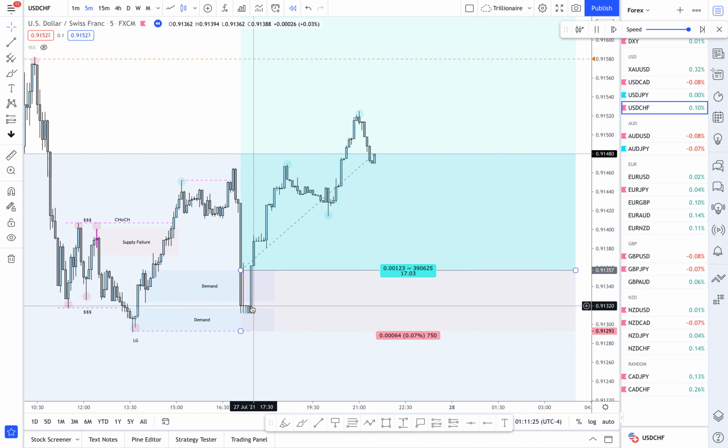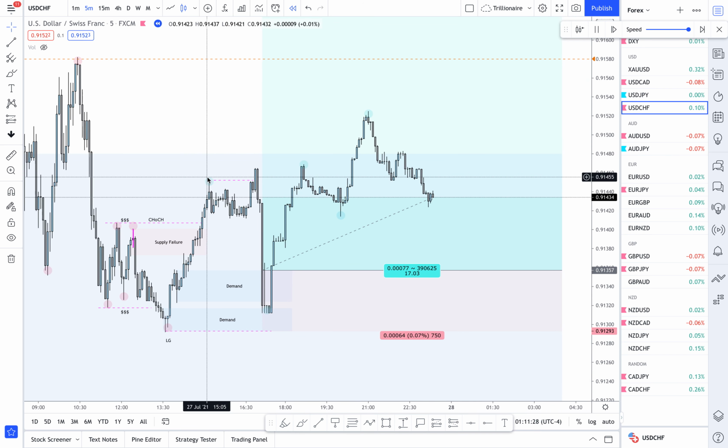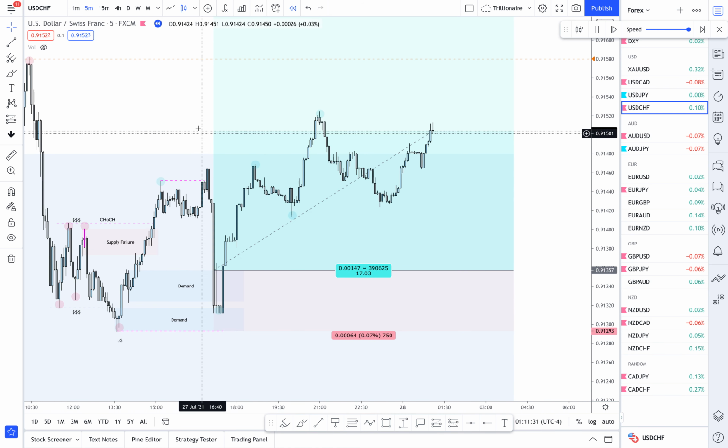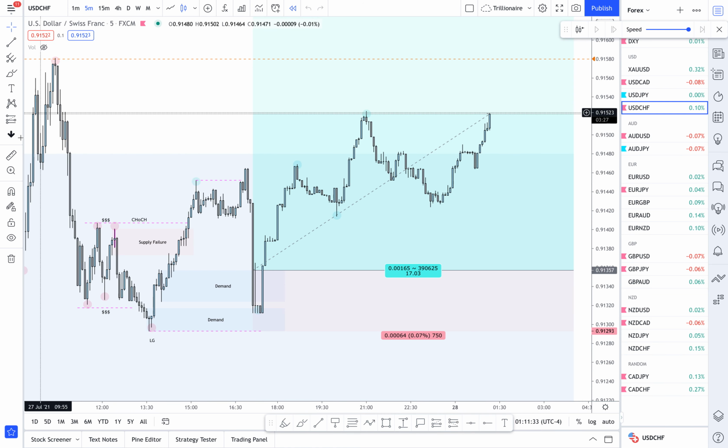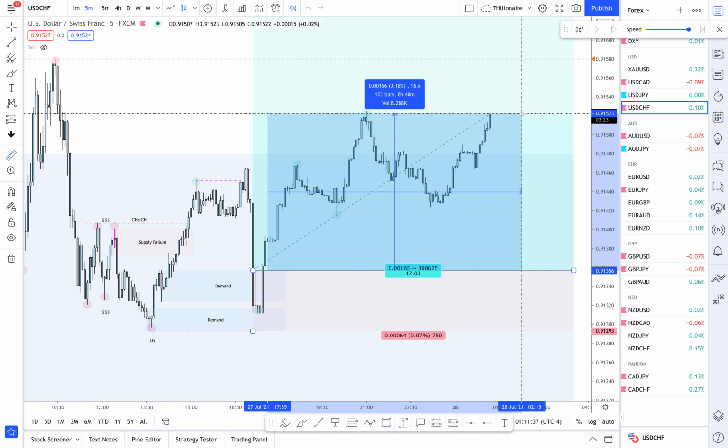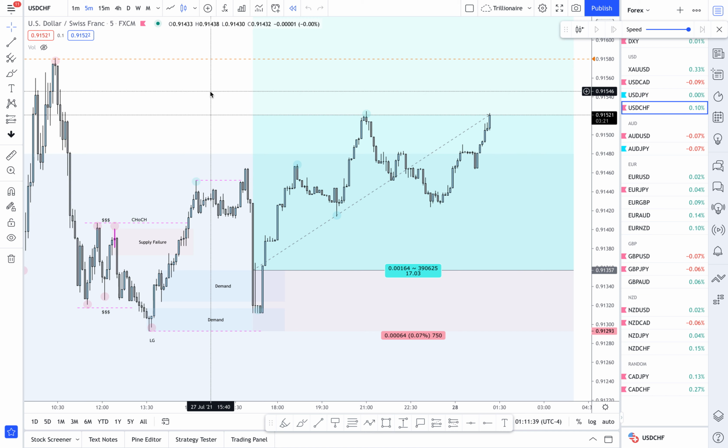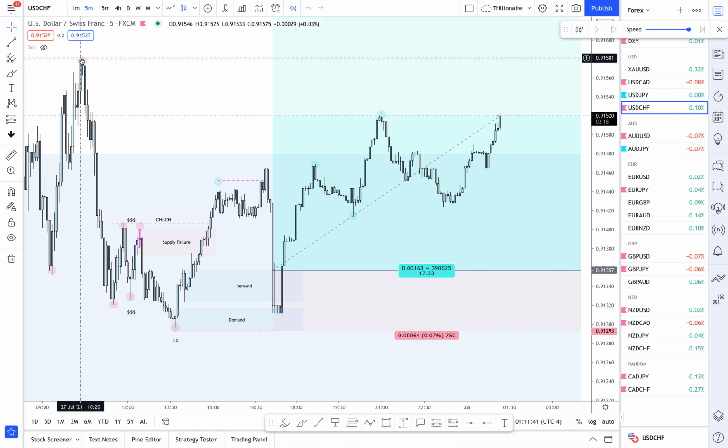We had about 3 pips of drawdown, and currently price is in profit. We're currently up around 16.6 pips. We're going to lock in some profit once we hit this alert right up here.